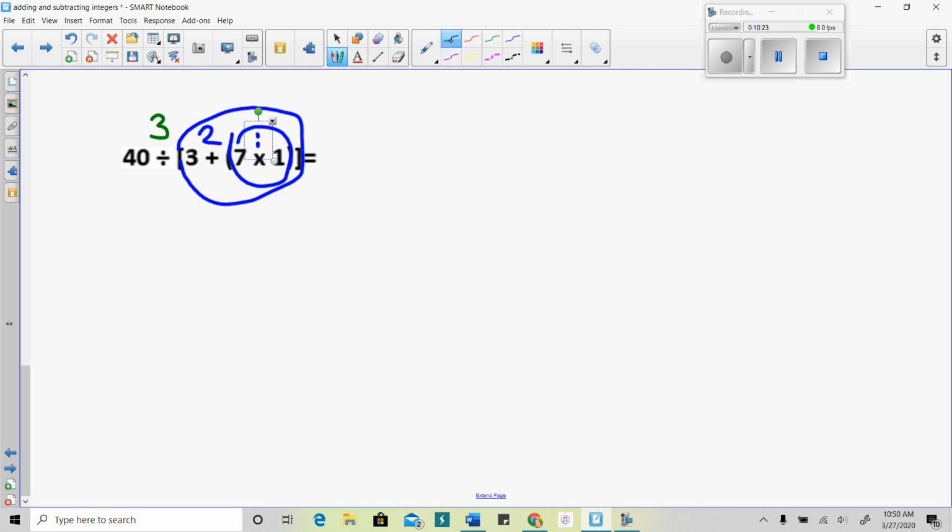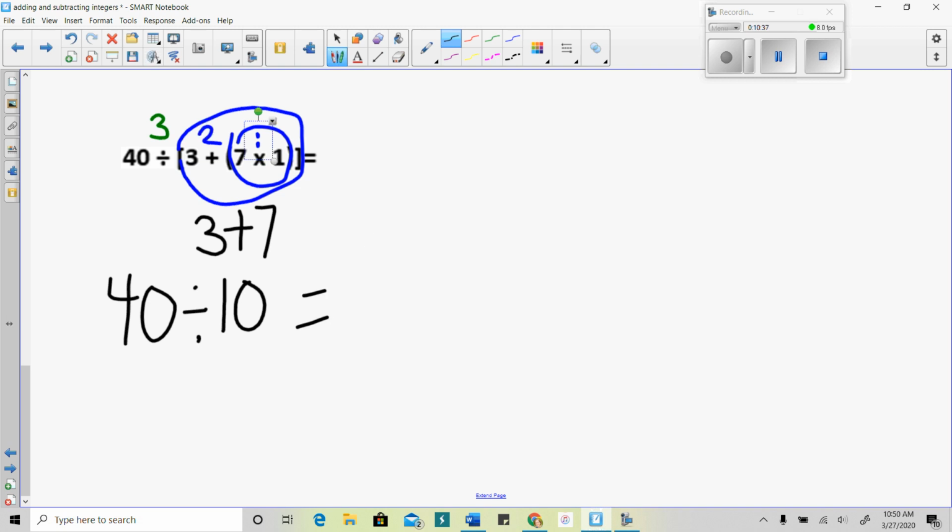So step 1, 7 times 1 is 7. Step 2, I am adding 3 to that 7 and I would get 10. And then I have that 40 and I'm going to divide by the 10 and I would get 4.